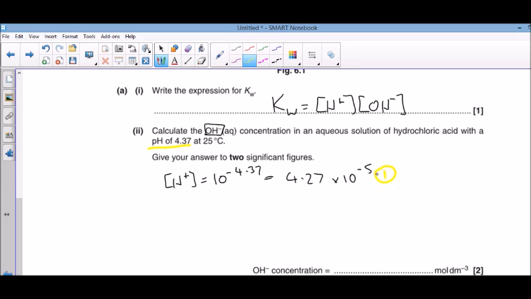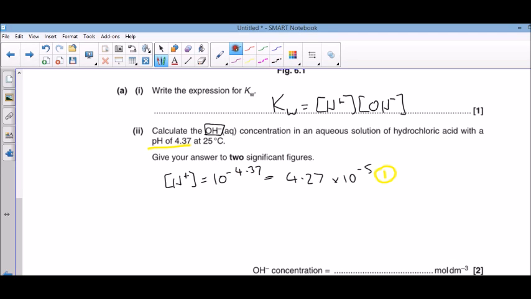So again, those kind of exam techniques: if you see pH, turn it into H plus, because you're going to get a mark for doing it. So you need to make sure you're picking up on these things, because if you get stuck after that, it doesn't matter. You've got 50% of the marks already on this question.